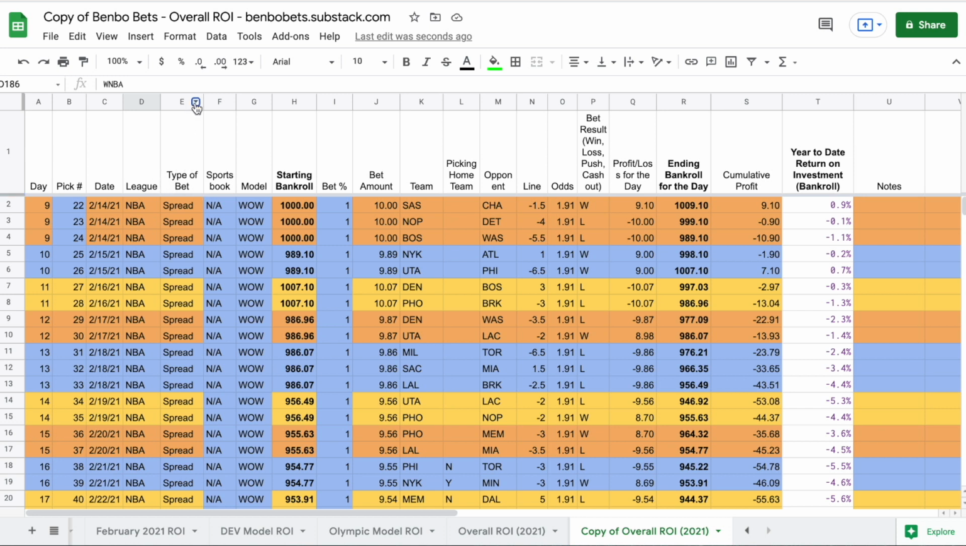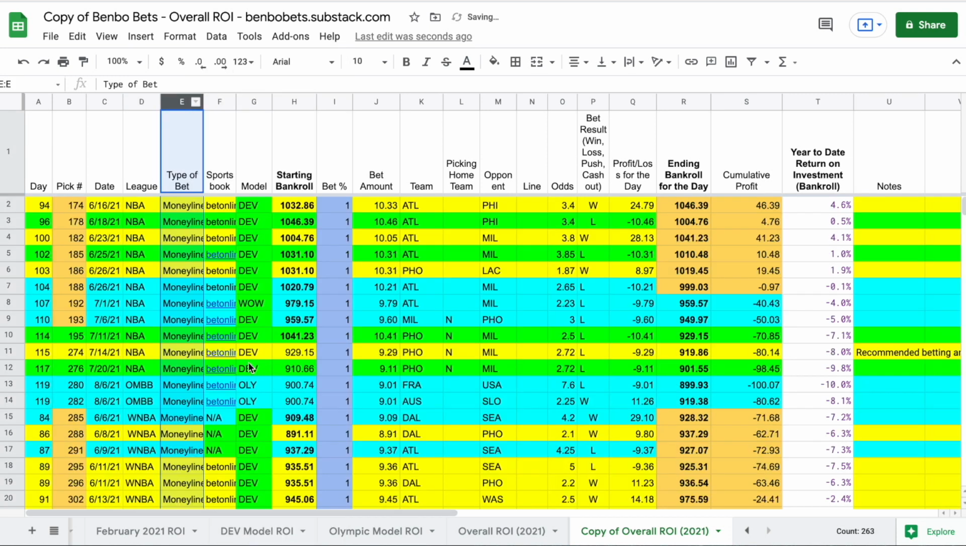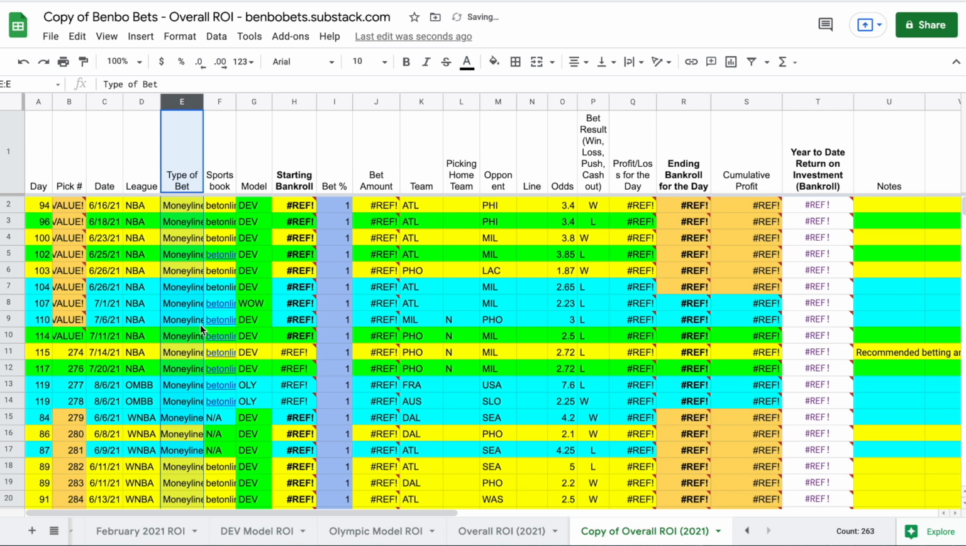And then from there, you could sort by the type of bet. So now it's going to give you all the NBA moneyline plays, the Olympic men's basketball moneyline plays, the WNBA moneyline plays. And from there, if you wanted, you can autofill these values. I mean, you can fill in the first day of values and it should autofill from there, and you can work out the ROI, say, for NBA moneyline bets.